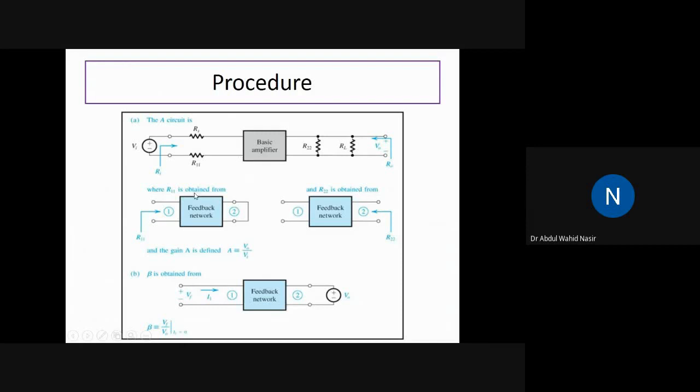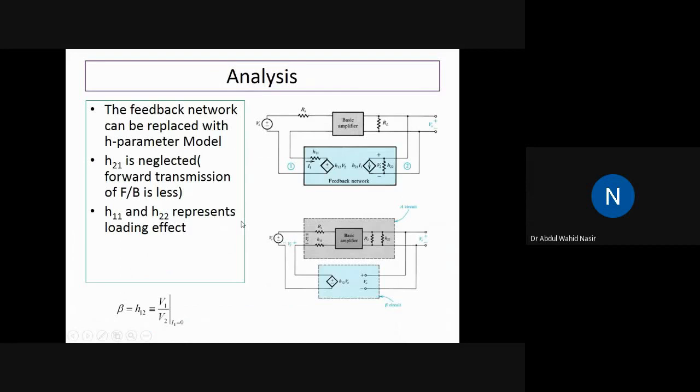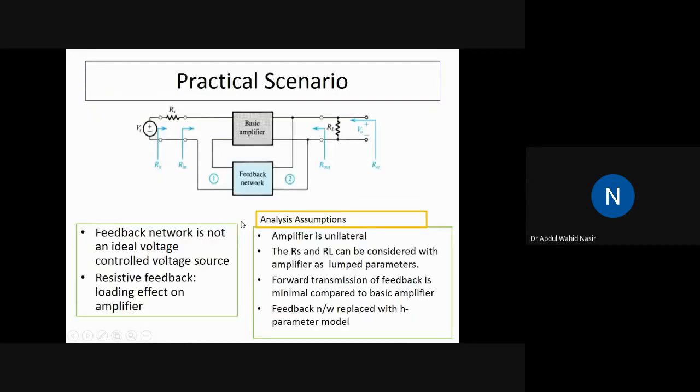For this, we need to have the value of R11 and all those things. So now, how to find the value of R11 here? In this feedback network, you short circuit these two terminals. Again, I will show. Here this side is considered as 2 and this side is considered as 1.